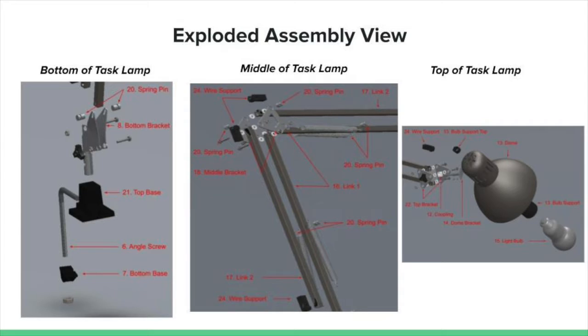The middle of the assembly features the links and extension springs, which allow for versatile positioning of the lamp as needed. Finally, the top of the assembly features the dome around the light bulb, which provides a large illuminated area for the artist to work in.